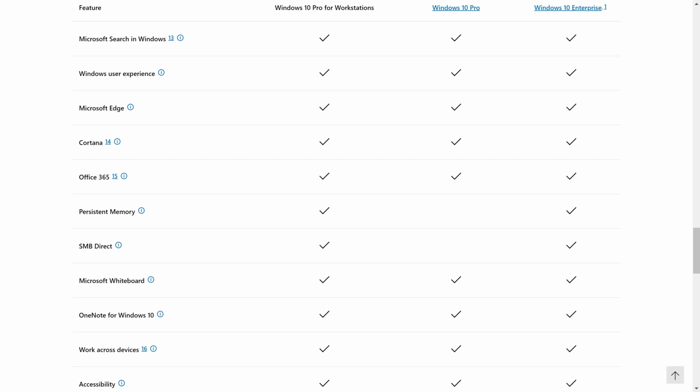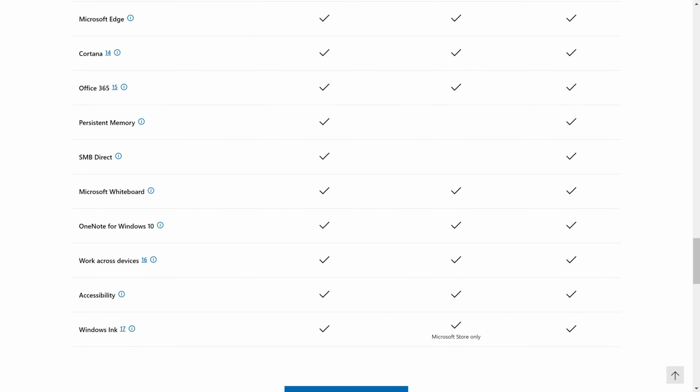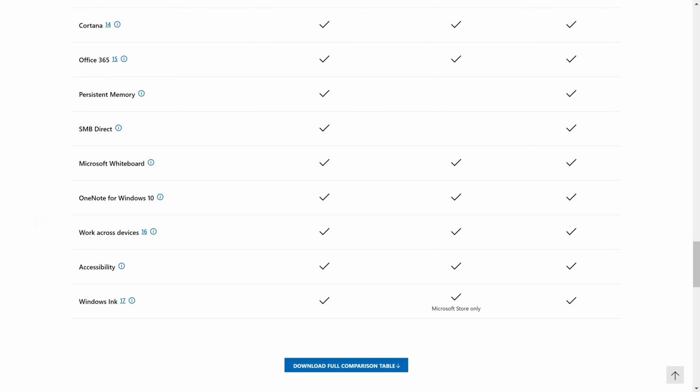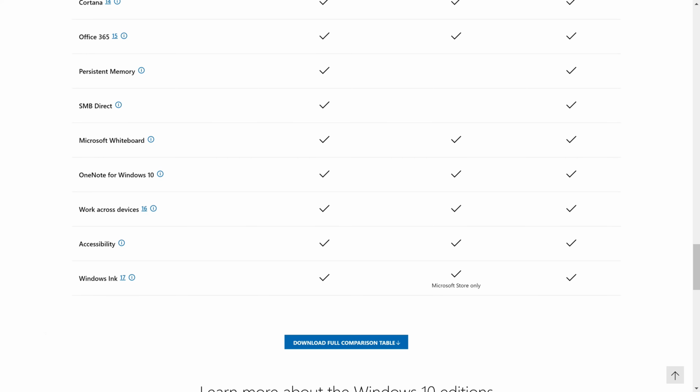More around performance in terms of the persistent memory and SMB side of things. They're leaning towards the Pro for Workstations because they have this heavy demand on workloads, and as well then more towards the enterprise stack as well, right? So something definitely to consider in terms of the adoption. But Windows Ink, OneNote, all those types of things are included within here, right?